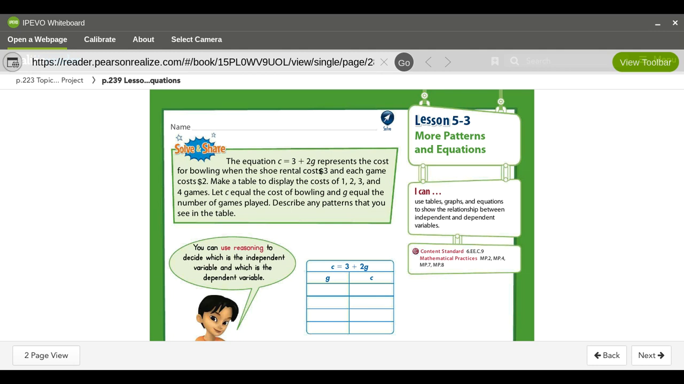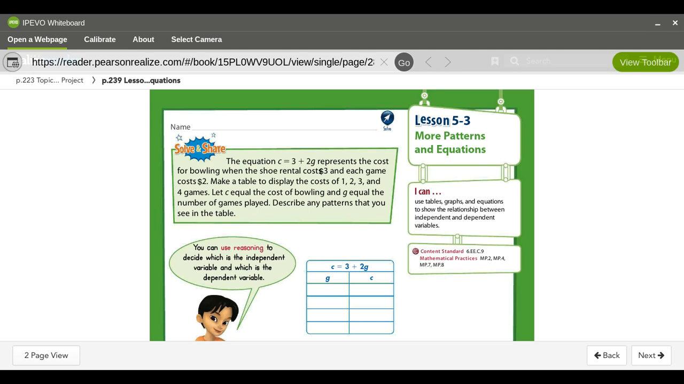And so, if we take a look at your solve and share, the solve and share says the equation C equals 3 plus 2G represents the cost for bowling when the shoe rental costs $3 and each game costs $2. Make a table to display the cost of 1, 2, 3, and 4 games. Let C equal the cost of bowling and G equal the number of games played. Describe any patterns that you see in the table.